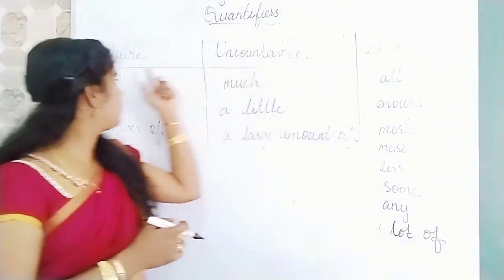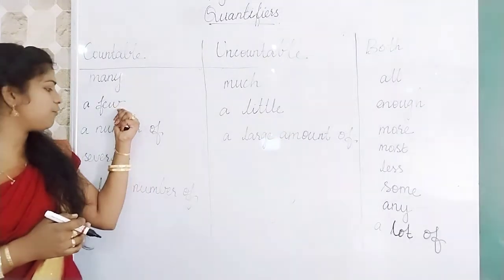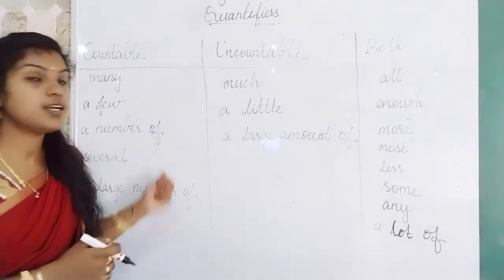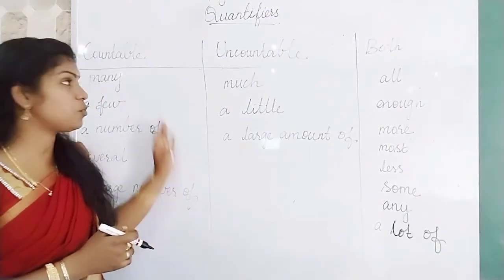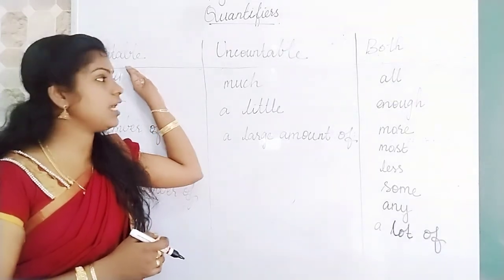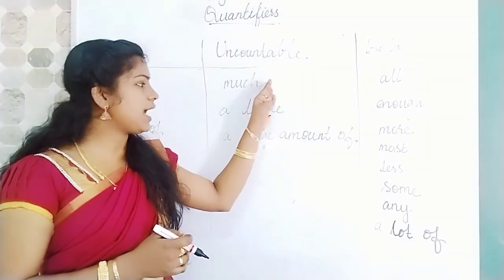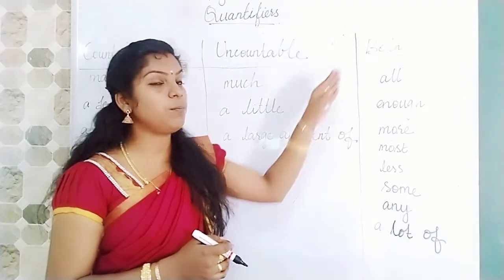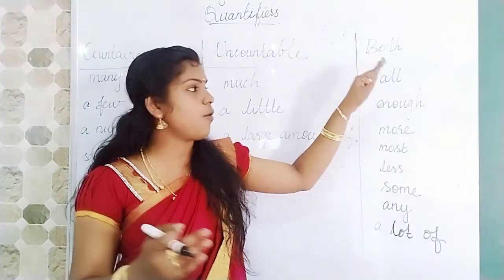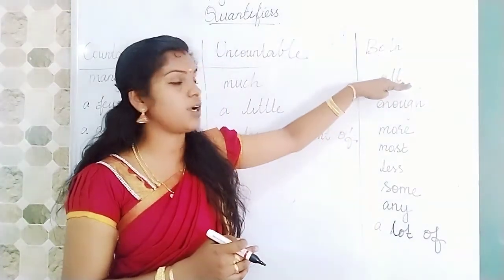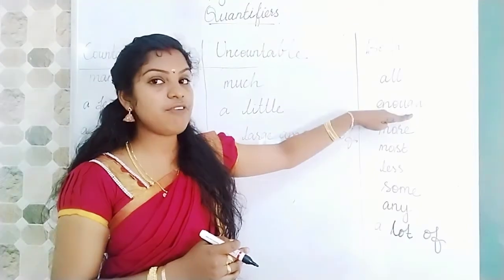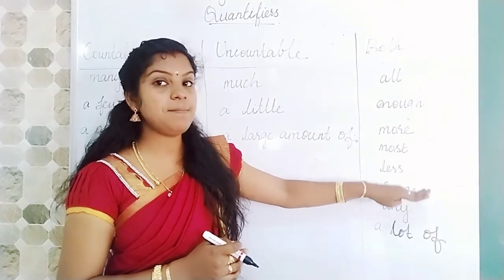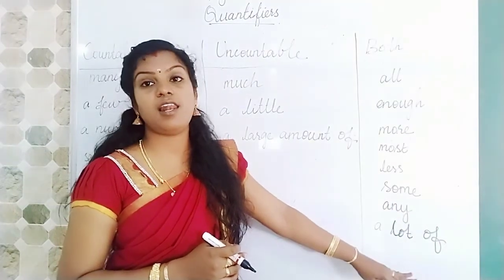Clear? For countable nouns: many, a few, a number of, several, a large number of. These are the quantifiers we have to use only for countable nouns. Then for uncountable nouns: much, a little, a large amount of. Then for both countable as well as uncountable nouns, we can use these quantifiers: all, enough, more, most, less, some, any, and a lot of.